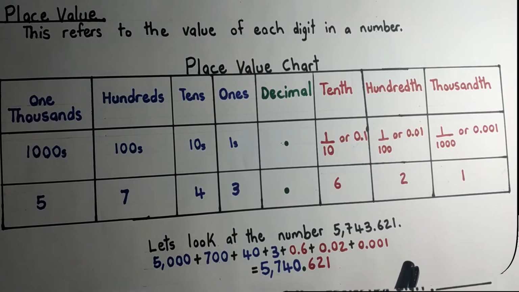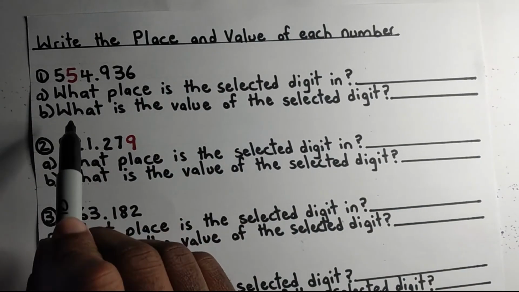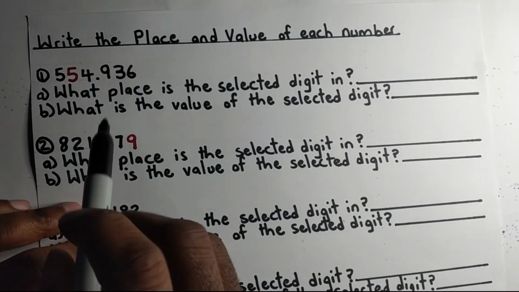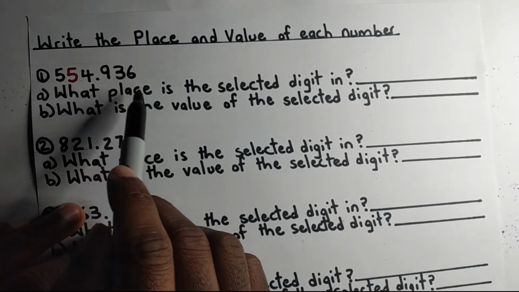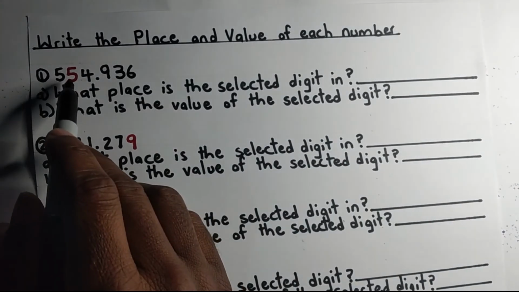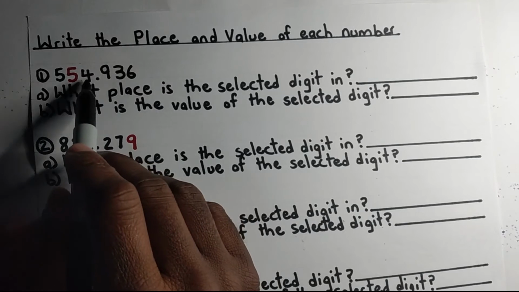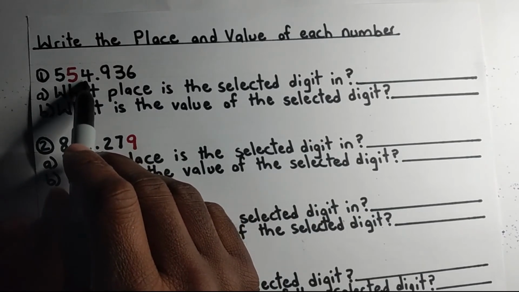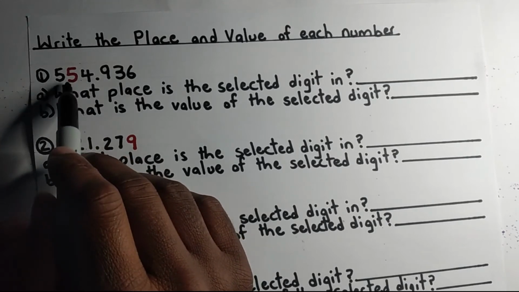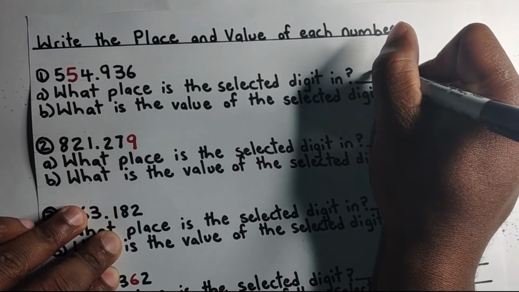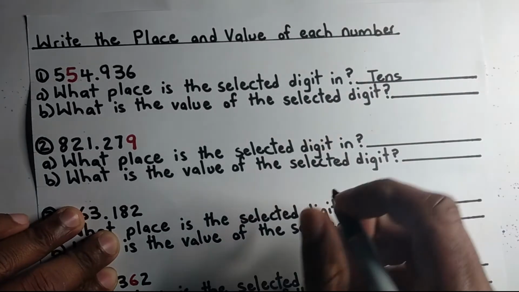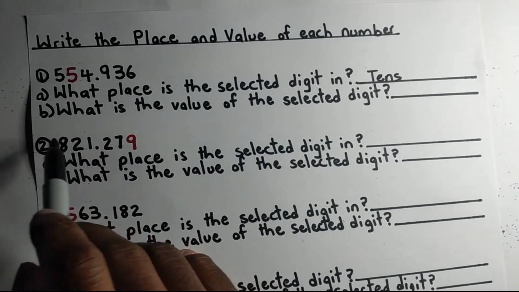Now we want to look at some examples. So here we have the questions. Here we have 554.936. Part A asks us, what place is the selected digit in? Remember, when we're going left of the decimal point, we start off with the ones place, then we have the tens place. So this 5 right here falls into the tens place. So the place would be tens. That would be the correct answer for that one.